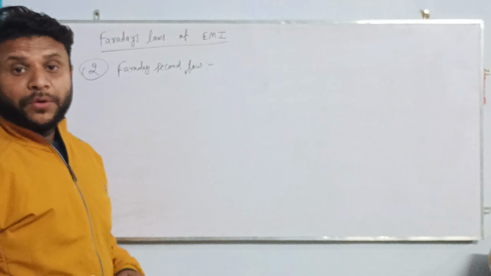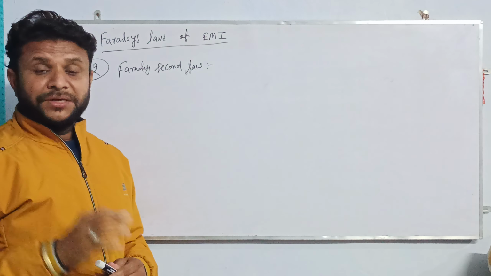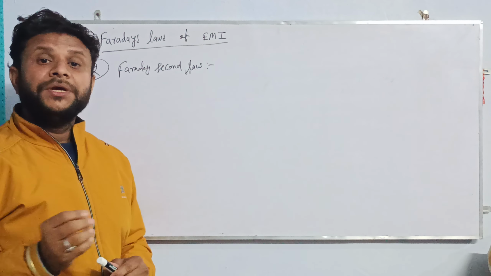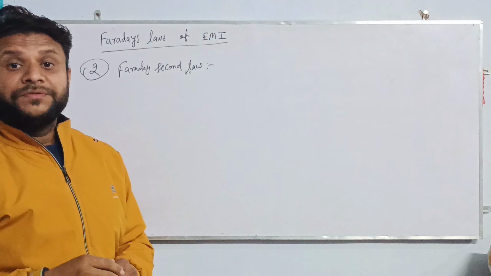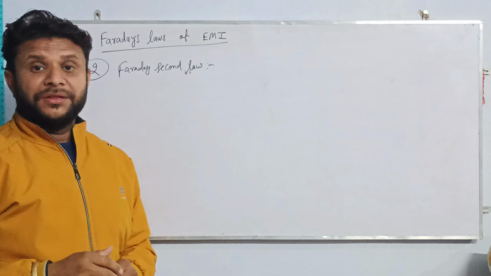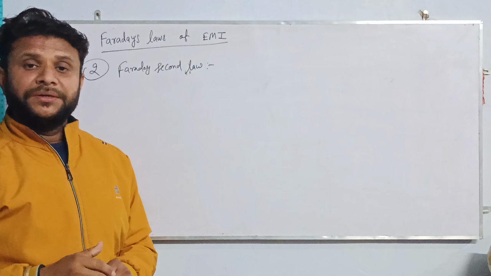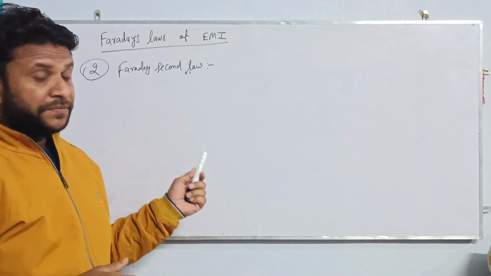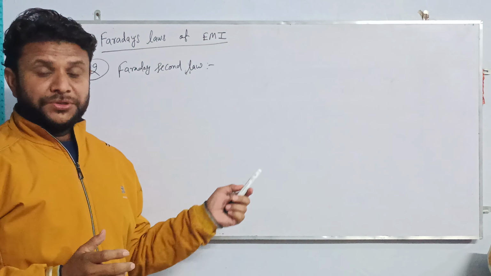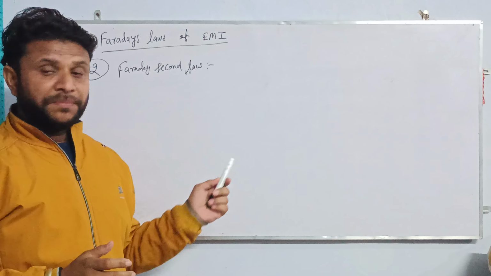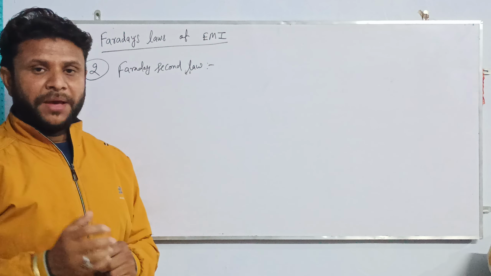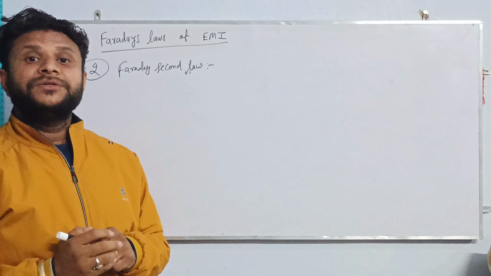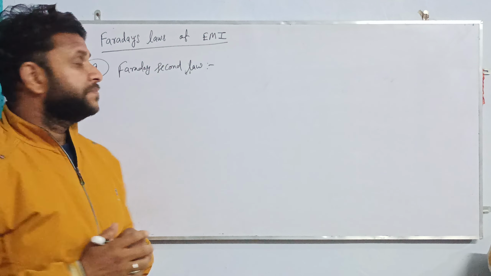What is Faraday's second law? Faraday's second law is simple. We just have to remember one thing. The magnitude of the induced EMF is equal to the rate of change of magnetic flux linked with a closed circuit. We have to remember only the magnitude of the induced EMF, as we have understood in previous examples.